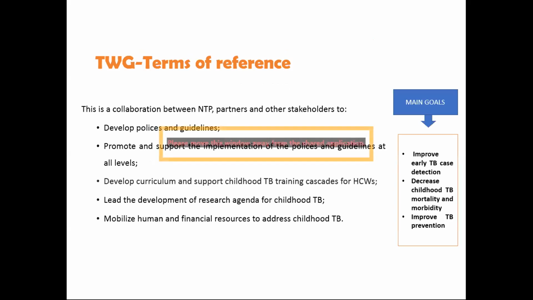So the terms of reference of the technical working group is to develop policies and guidelines about childhood TB, promote and support the implementation of these policies at all levels, develop curriculum and support childhood TB training cascade of the healthcare workers, lead and develop research agenda, and mobilize human and financial resources to address childhood TB. The main goals are to improve early TB case detection, decrease childhood TB mortality and morbidity, and improve TB prevention.